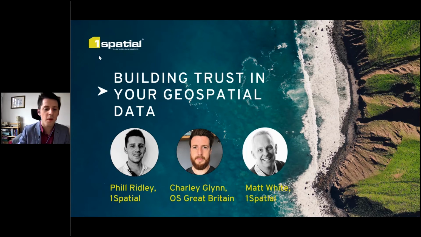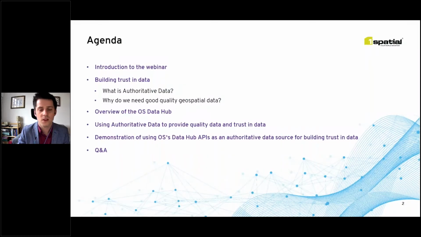We have quite a few roadmaps in our life at the moment, but here is the roadmap for the session. We've had our introduction to the webinar. We're then going to have a look at what is authoritative data and why does it need to be of good quality. We're then going to have an overview from Charlie at Ordnance Survey about the OS Data Hub and how that is a way of public sector organisations accessing good quality authoritative data, which has been provided through the PSGA.